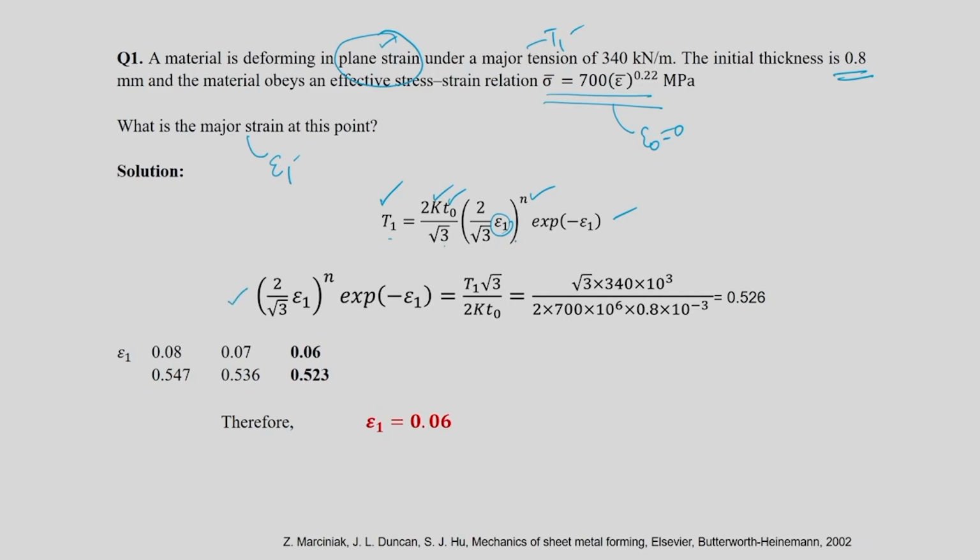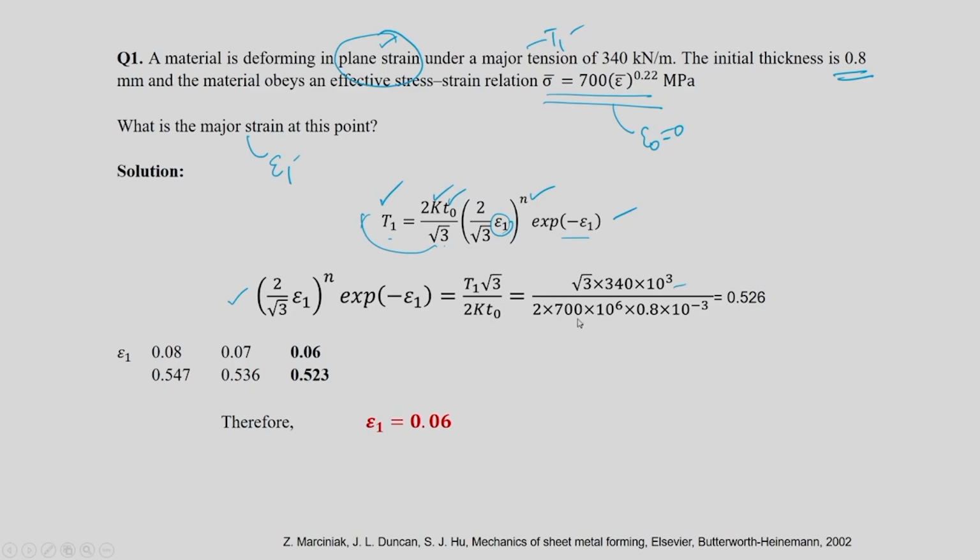So 2 by square root of 3 epsilon 1 power n exponential minus epsilon 1 is kept here. Okay, so T1 into square root of 3 divided by 2 K T naught is kept here. You can substitute all these values. So T1 is 340 into 10 power 3. Square root of 3 remains. K is 700 into 10 power 6 because 700 is in megapascal, and T naught is 0.8 into 10 power minus 3. So you can keep all units consistent.